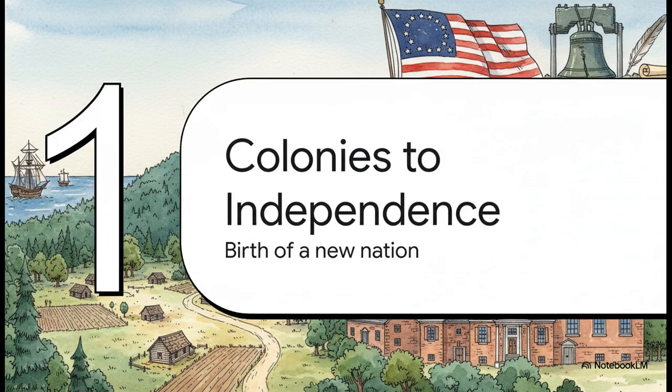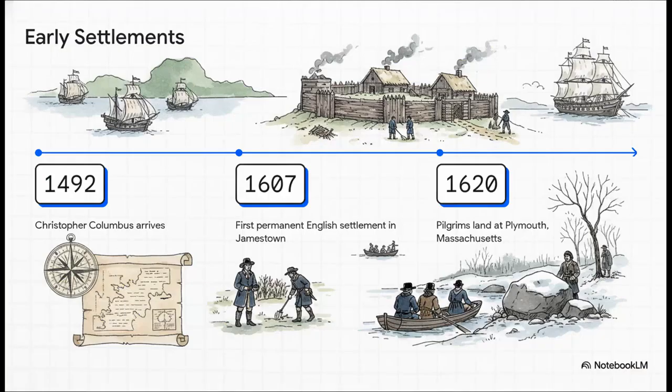All right, kicking things off with part one, colonies to independence, literally the birth of a new nation. Now, the spark really hits with Columbus arriving back in 1492. But the actual foundational blocks, those were laid over a century later. We're talking about the really perilous establishment of the first permanent English settlement in Jamestown in 1607, and then the Pilgrims landing at Plymouth just a bit later in 1620.